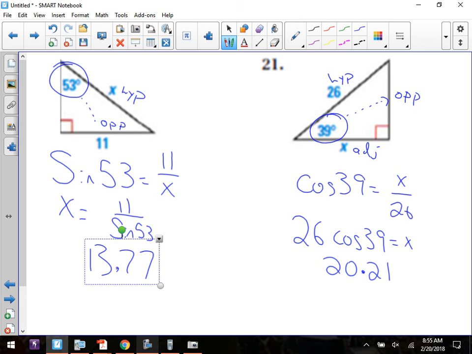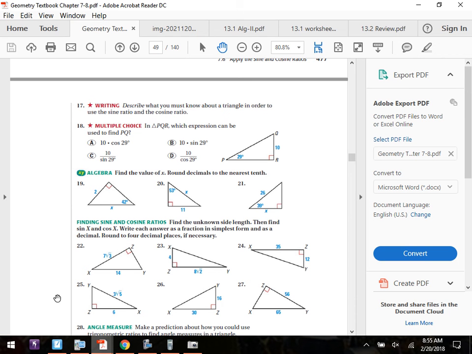If you guys ever get a negative angle, you're screwed up. You won't ever see that. So if you get a negative angle, you really know you did something wrong. So let me show you the other one.